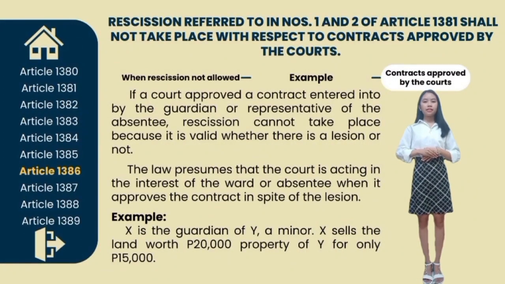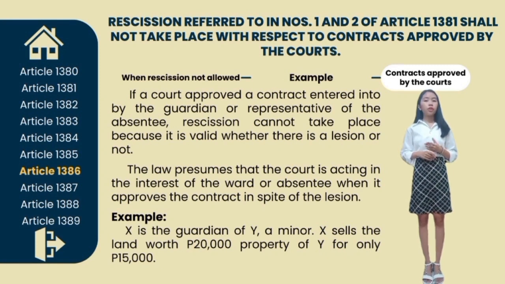Article 1386. Rescission referred to in numbers 1 and 2 of Article 1381 shall not take place with respect to contracts approved by the court. Contracts approved by the court. If a court approves a contract entered into by the guardian or the representative of the absentee, rescission cannot take place because it is valid whether there is a lesion or not.